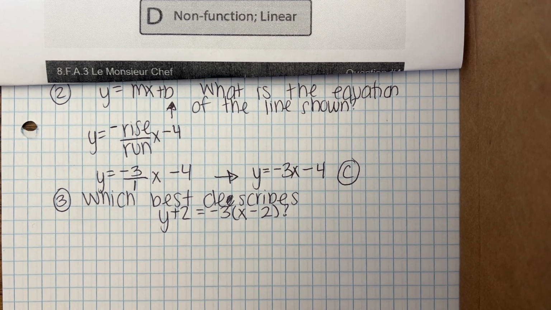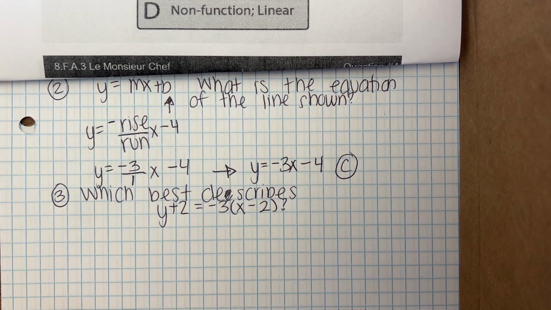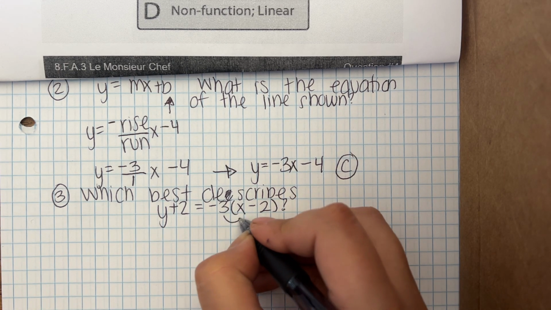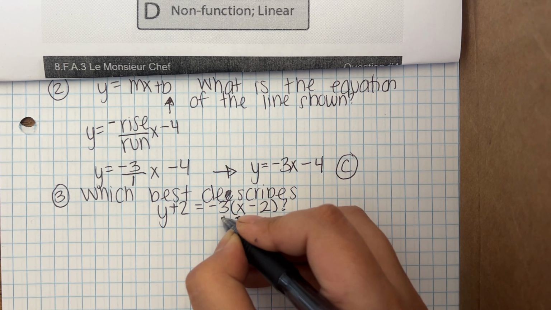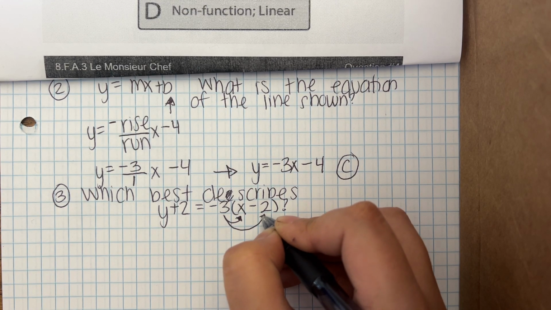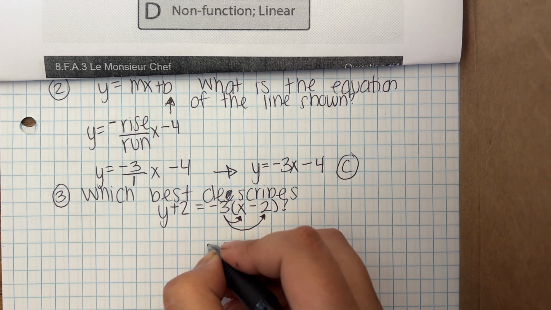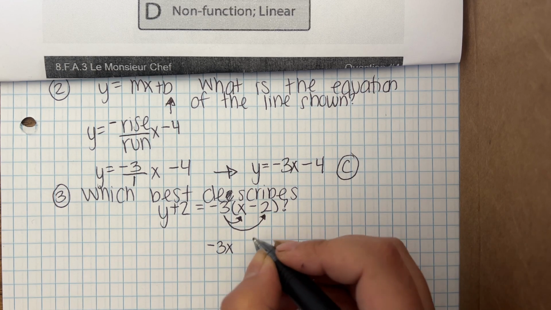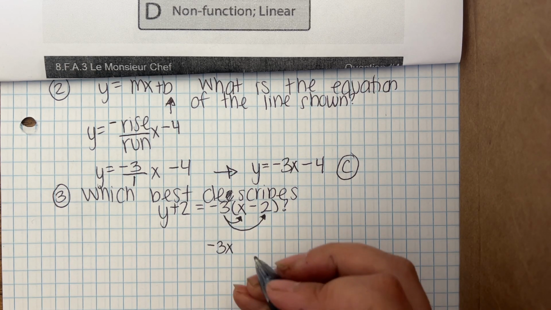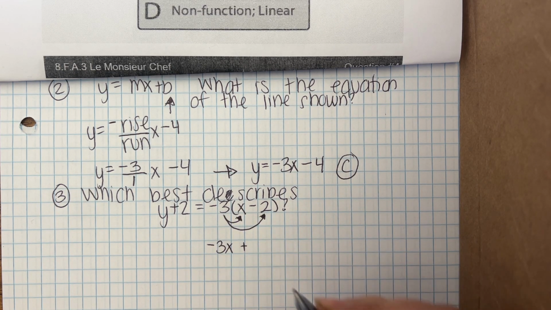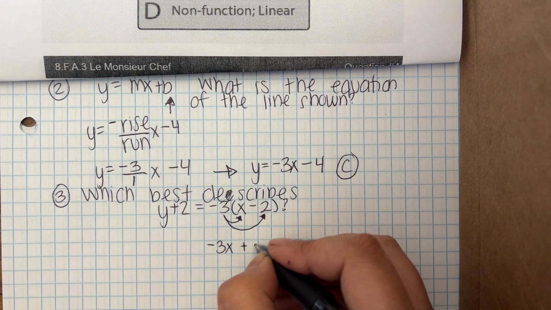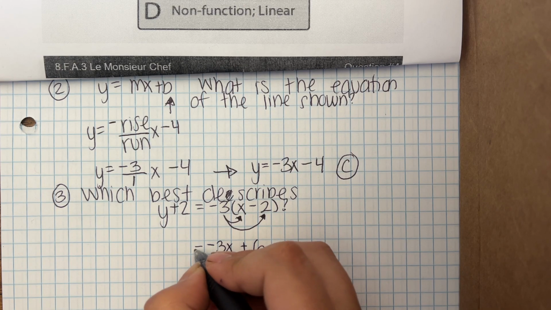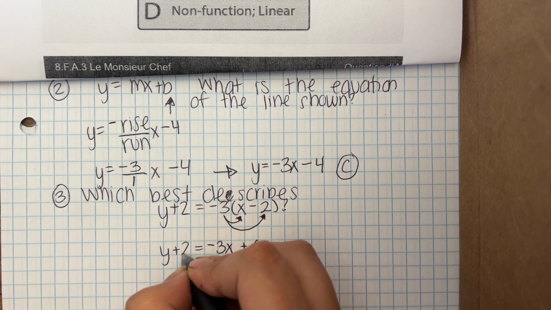For this, I am going to first try to solve for y. So remember your PEMDAS, right? So we are going to try to distribute this number right here to everything on the inside. So it becomes -3x. A negative times a negative, it becomes a positive. And this becomes 6 equals y plus 2.